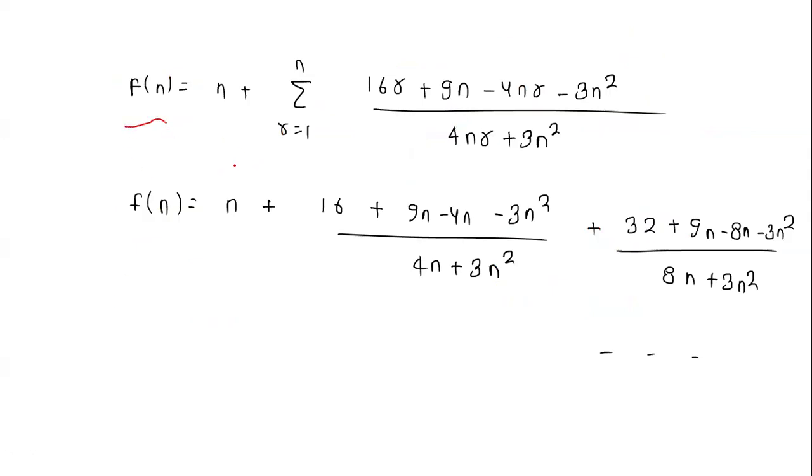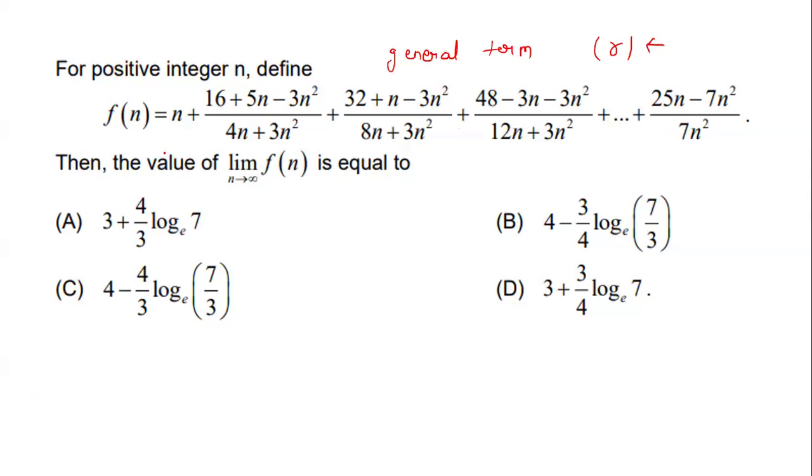If you see f of n, I write this in this way: n plus summation r is equal to 1 to n, and then this thing, which is (16 times r plus 9n minus 4nr minus 3n square) divided by (4nr plus 3n square). So this n is coming from here, and now you see the pattern, like here it is 16, here it is 32. Here it is 48. So this is just increasing in this way, 16 multiplied by 1, 16 multiplied by 2, 16 multiplied by 3.